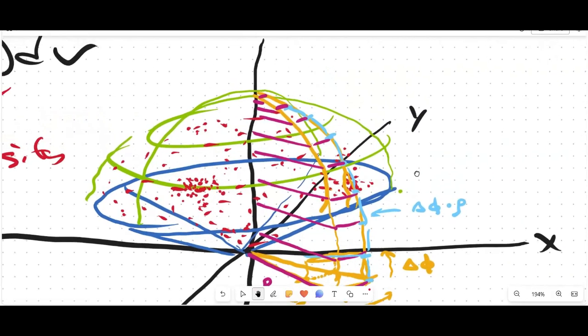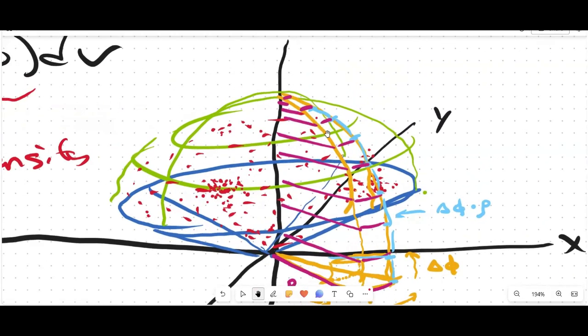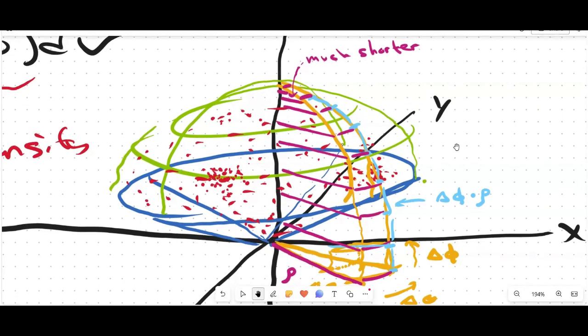On the other hand, by the time we're all the way at the top of our little gold sector here, this little length is much smaller. I'm going to say shorter. And therefore, that change in theta corresponds to a smaller arc length. And so what we need to know is, what are these magenta lengths?